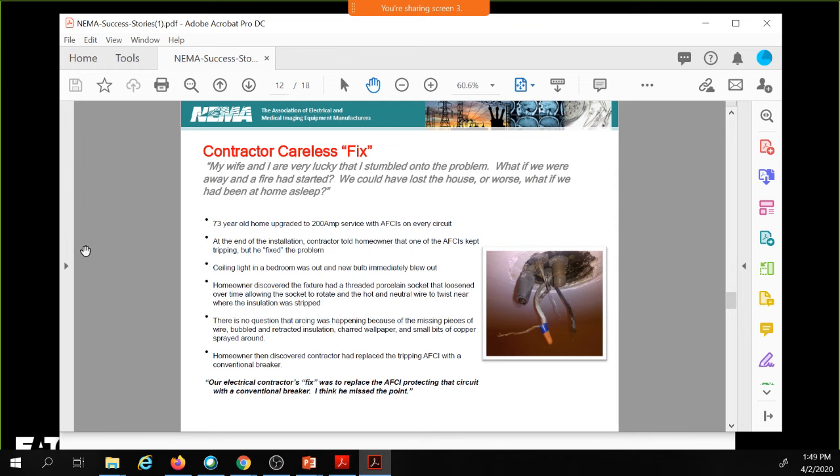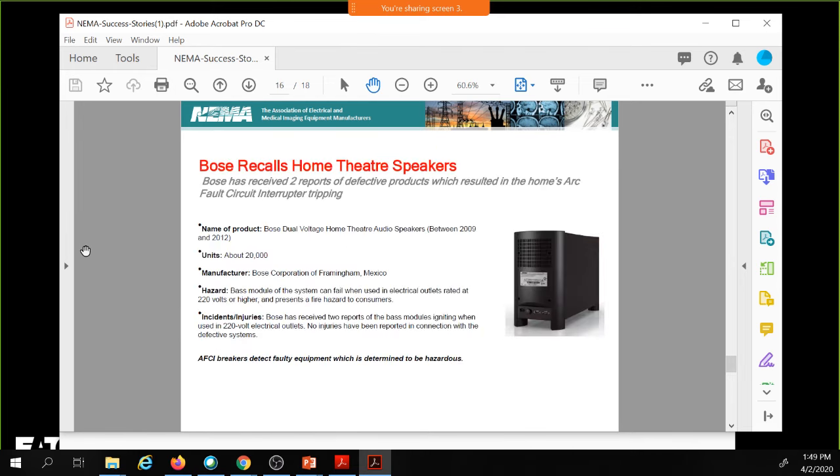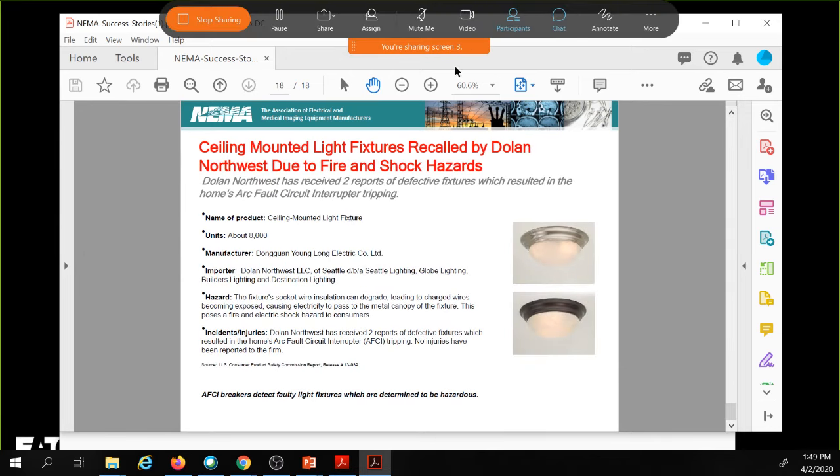So now you can upgrade existing homes, and you may have tripping issues, but please don't just ignore the tripping, because these devices are tripping for a reason. And it's the old homes that help contribute to the fire statistics that made the requirement for these in the first place. So these are all examples, and it's a free download off of the internet.